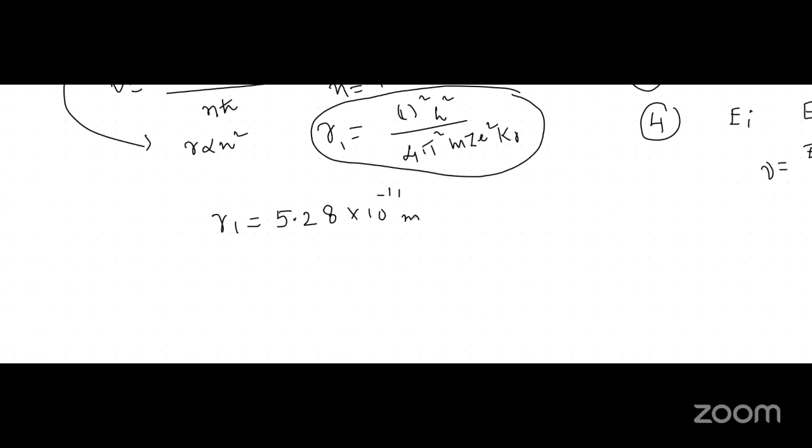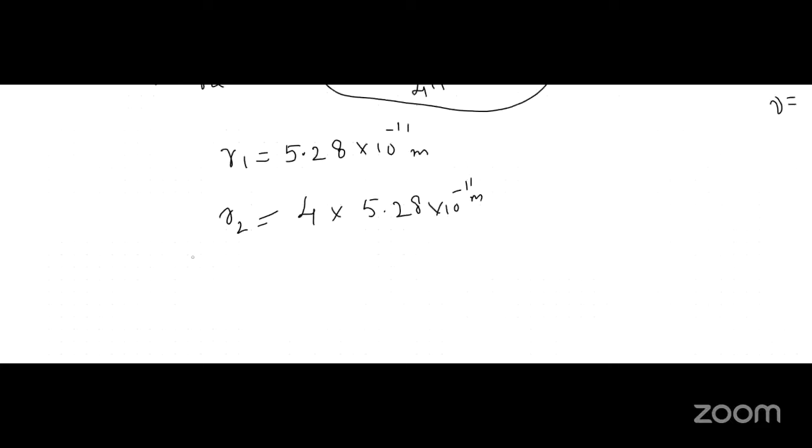R1 is equal to n square h square, and by substituting n is equal to 1, we have got the radius of the first orbital. Similarly, we can find the radius of the second orbital, R2. By substituting 2 here, it will be 4 times of 5.28 into 10 to the power of minus 11 meters. And for the radius of the third orbital, R3, n square is 9 times of the first orbital, 5.28 into 10 to the power of minus 11 meters. Otherwise, we can write R3 is equals to 9 times of R1, and similarly R2 is equals to 4 times of R1.